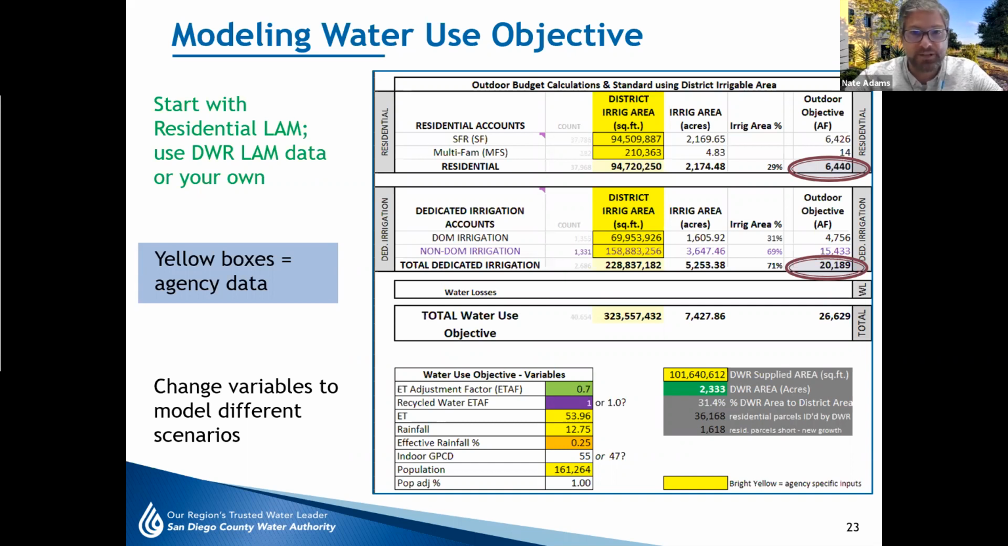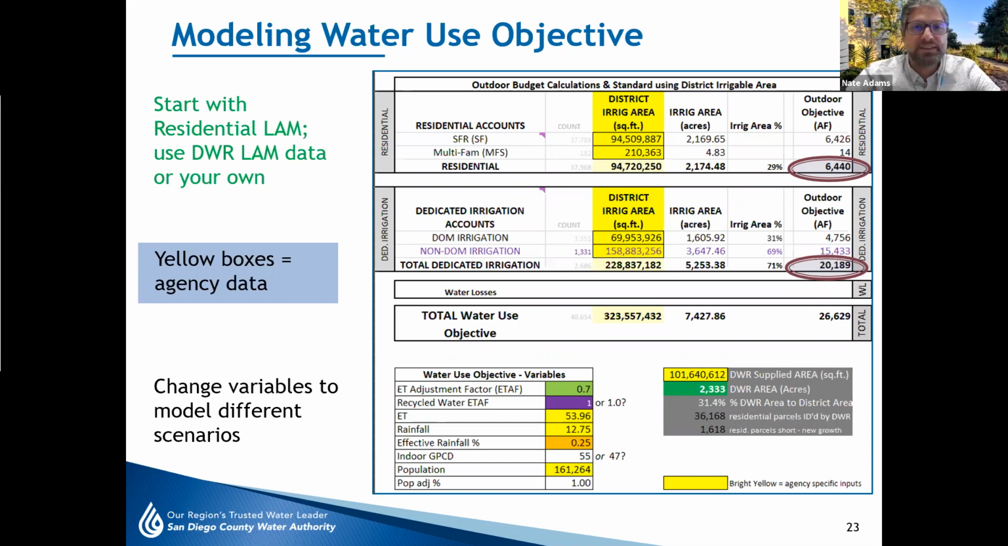You can play with the various objectives and variables like the ET adjustment factors. Use the rainfall that you have, use your effective rainfall percentages. Like Elizabeth mentioned, you can play between 55, 47, or God forbid, 42 gallons per capita per day. You can plug in your population. And here's a huge thing we're not talking about: population has multiple errors and estimates. So you can adjust that by 5%, up or down, and see what that does for your agency's budget. And you can compare it against your actual water use.